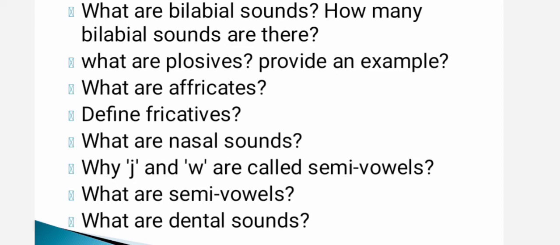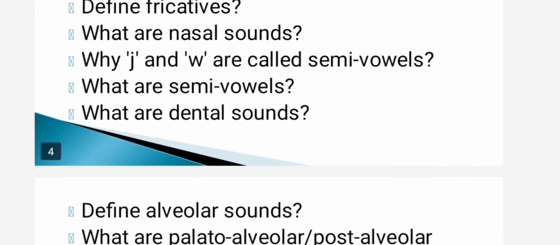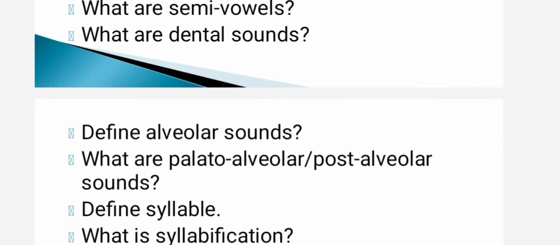Next one, let us move to what are dental sounds? Dental sounds involve the tip of the tongue, because the tongue is an active articulator which contacts the upper teeth to form a constriction. For example, dental sounds like th, th, th, right? These are dental sounds.